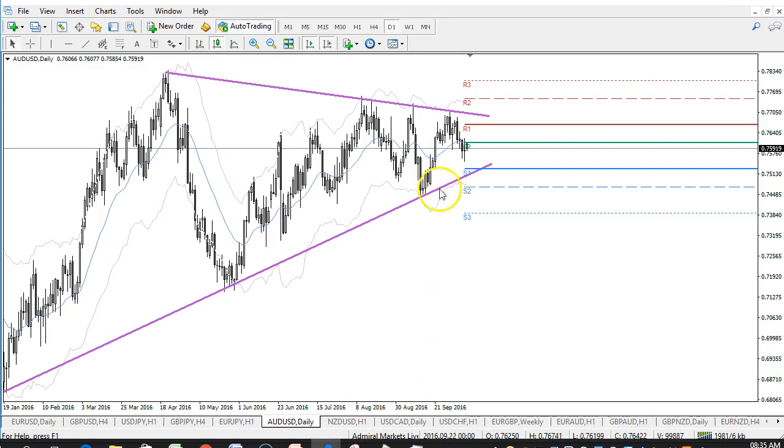Now, if you look at the Aussie, of course, we're in this triangle. We've got a support line and a resistance line. It's pretty logical to say, okay, if it breaks here below S1 and the trend line, there could be a breakout to the downside. I would be skeptical of that.